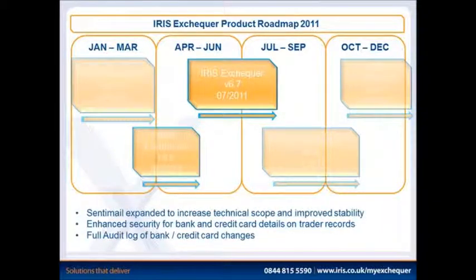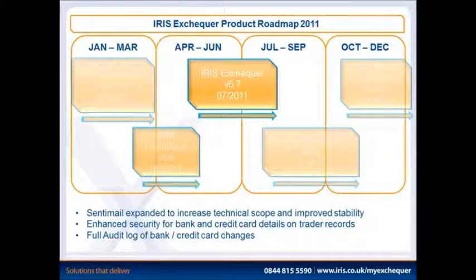Moving on then to the summertime, we had Iris Exchequer version 6.7, whereby the big feature in that one was the re-engineering of the Sentinel module. IT environments are changing all the time, people using virtualization, multiple servers, big powerful servers, etc. to get the best out of their systems. What we've done there with Sentinel is to make that more native into those environments, so ensuring that the robustness and reliability of Sentinel is bang up to date with today's modern IT environments.